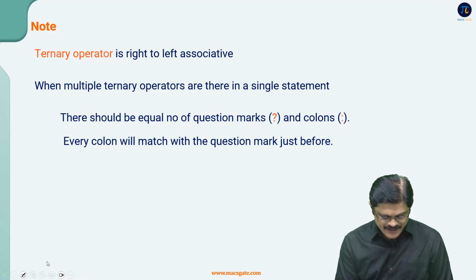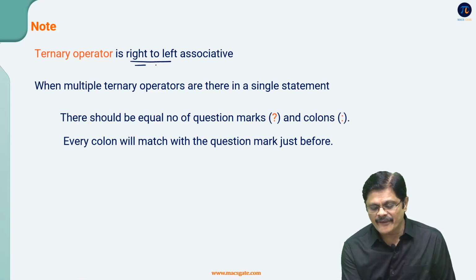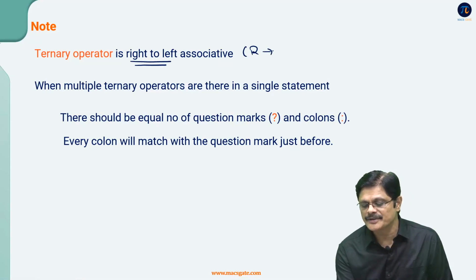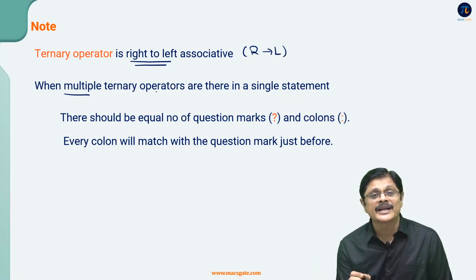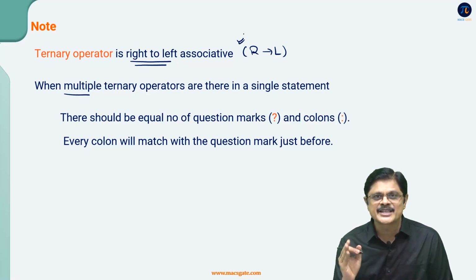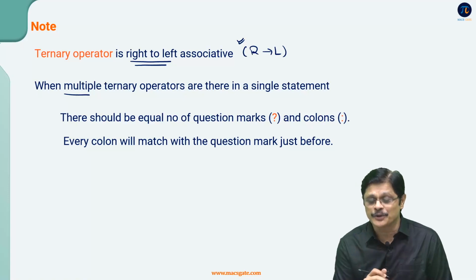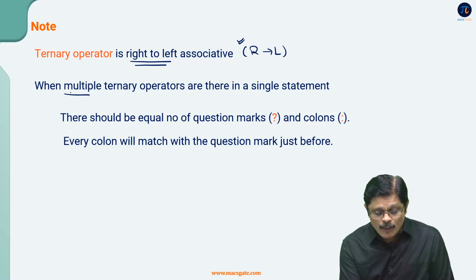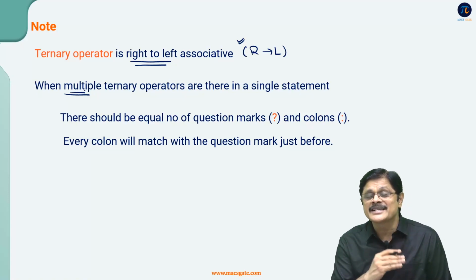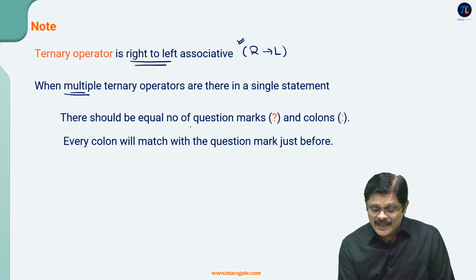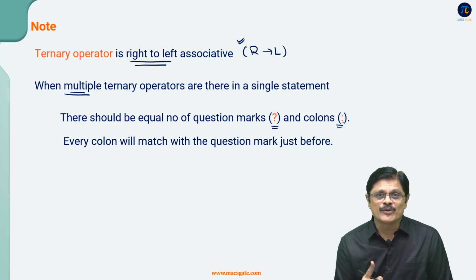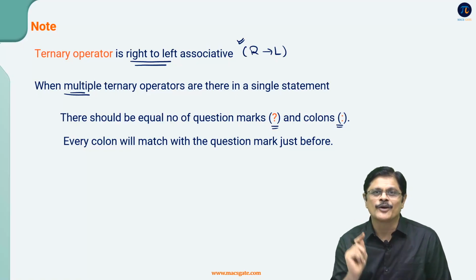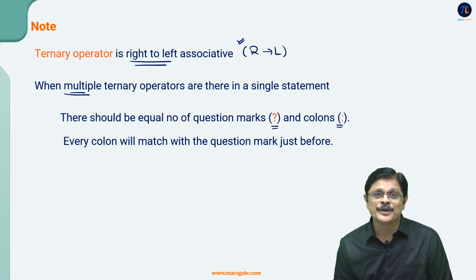Now, as I mentioned, the ternary operator is right to left associative. The association is from right to left. When multiple ternary operators are there in a single statement, exactly in such a situation, this right to left association we are going to use. And when you have multiple ternary operators in a single expression statement, the number of question marks and the number of colons must be equal. For every question mark, there should be a colon. This is an important point to be noted.